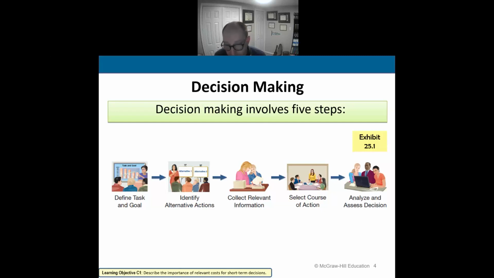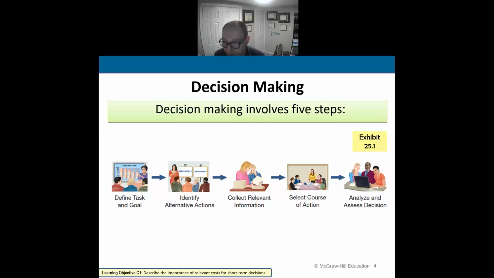Or what is our objective? Do we want to increase sales by 5%? How do we do that? Do we want to decrease our overall cost by 10%? How do we do that? So the first step of the decision-making process is to define the task and the goal.